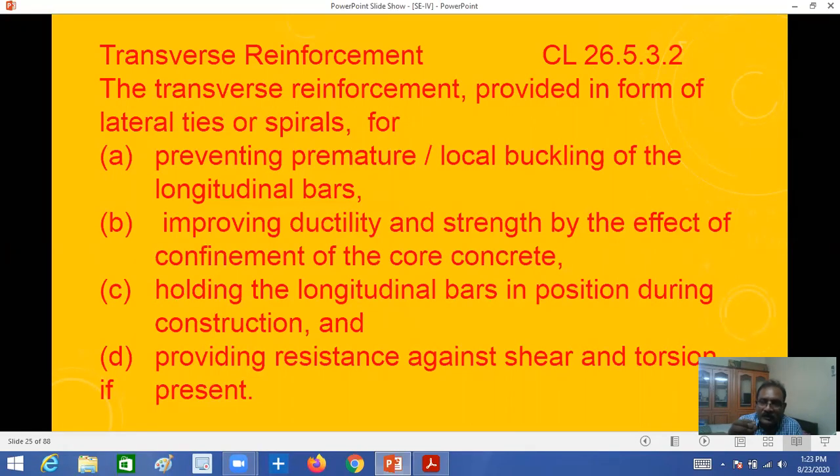What is buckling? It is the failure of your columns. Whenever a column is there, suppose a column bar is there, what will happen? It will fail, right?